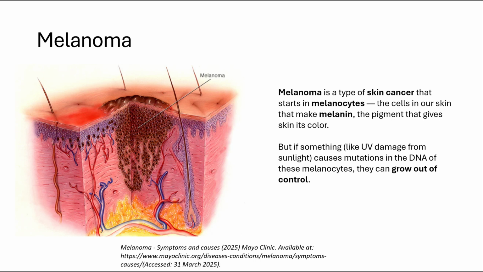First of all, what is melanoma? Melanoma is a type of skin cancer that starts in the melanocyte, the cell in our skin that makes melanin, the pigment that gives us our skin color. If this melanocyte is damaged through UV light, it can cause mutation in the DNA and the cells can grow out of control, which causes melanoma. These melanomas can go undetected until they reach a dangerous stage, which significantly reduces the survival rate of patients having melanoma.